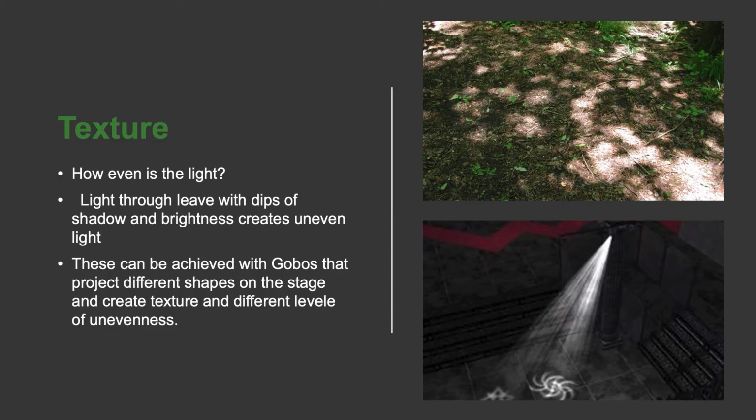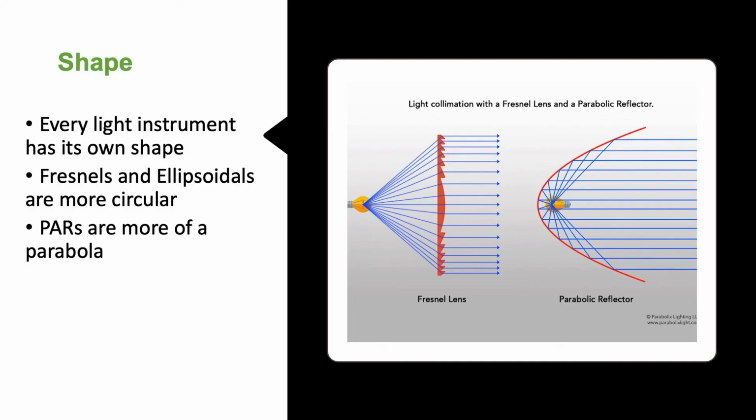Texture, how even is the light? Light through leaves with dips of shadows and brightness creates uneven light. These can be achieved with gobos that project different shapes on the stage and create a texture and different level of unevenness. Shape. Every light instrument has its own shape. Fresnels and ellipsoidals are more circular. Pars are more of a parabola.